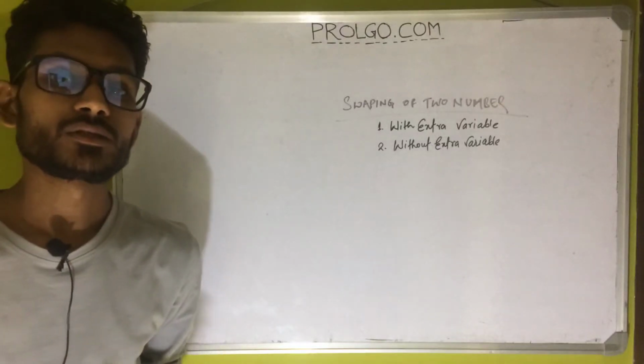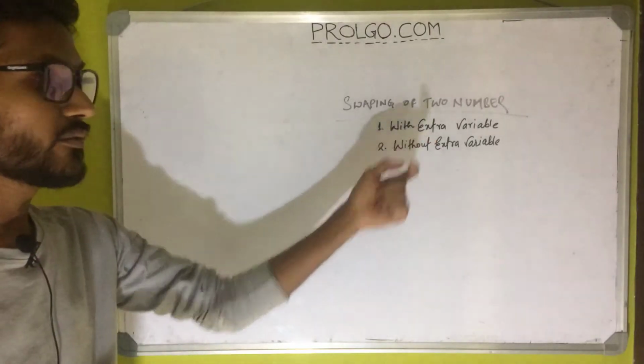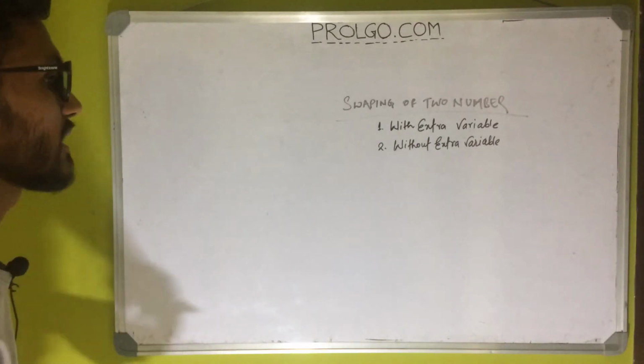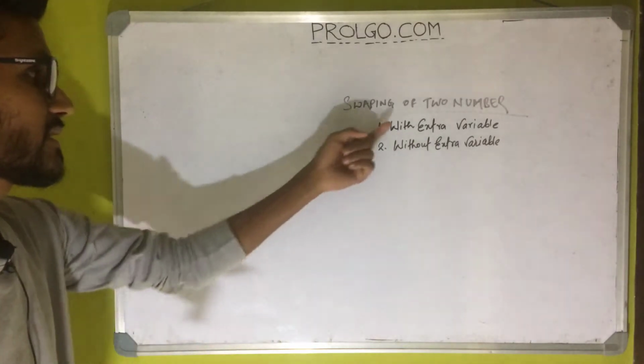Swapping of two numbers. So there are two approaches. The first one is with an extra variable and the second one is without an extra variable. So let's see the first one.